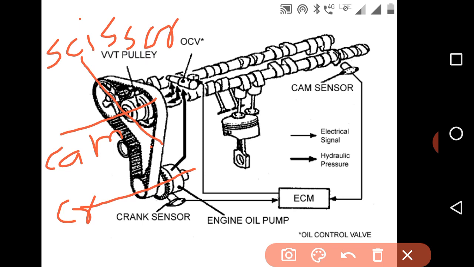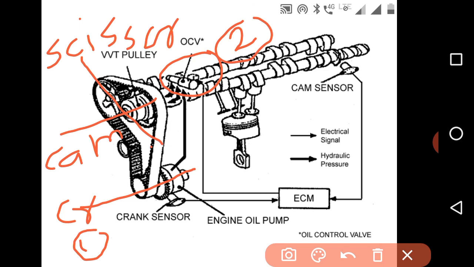Now we have seen that in the variable valve timing diagram, this camshaft will be controlled by two parameters. The first one is the crankshaft, and the other one is the oil control valve. So this is the first one, and this is the second one. In variable valve timing, we are controlling the camshaft with two parameters, that is the crankshaft and the oil control valve.